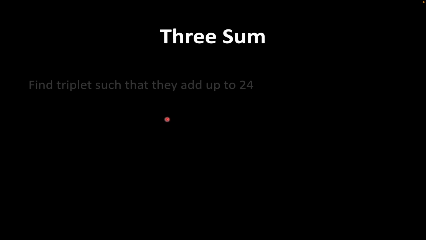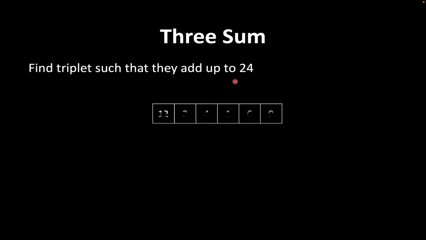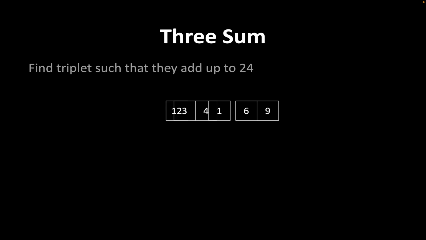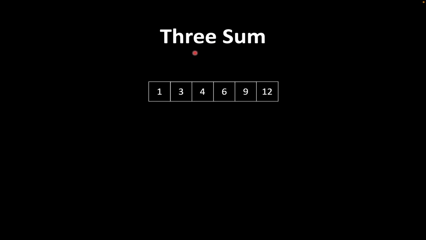Let's see the animation with an example. Here we need to find a triplet such that they add up to 24. So this is the given array. So what we will do, we will first sort it. Now let's take 1 as the first element and we fix the 1 here. And then we will apply the twosome in this array from 3 to 12.